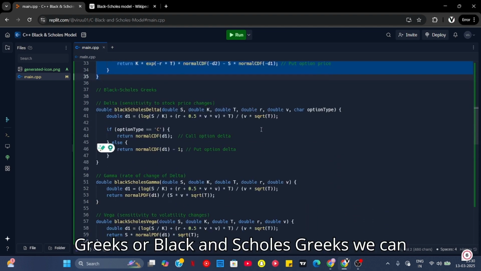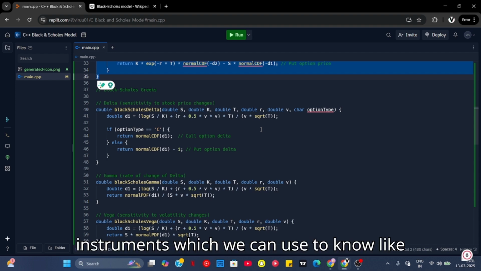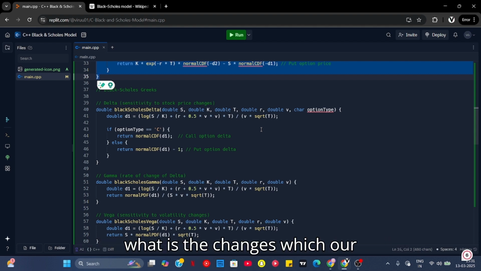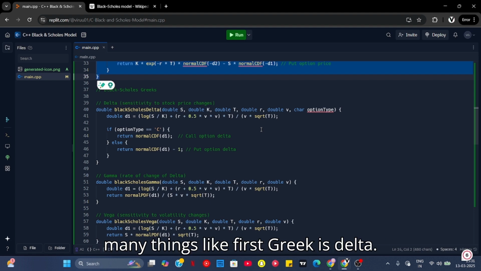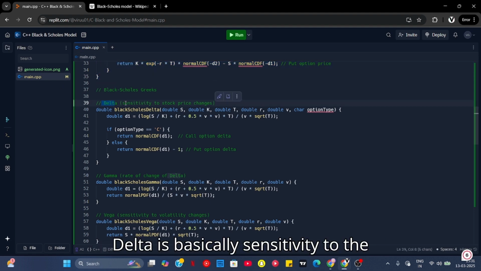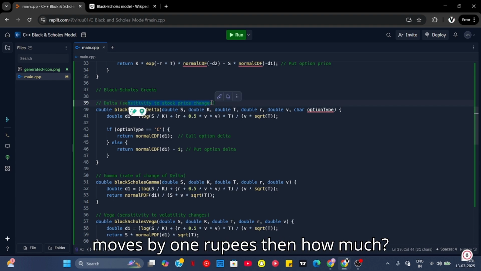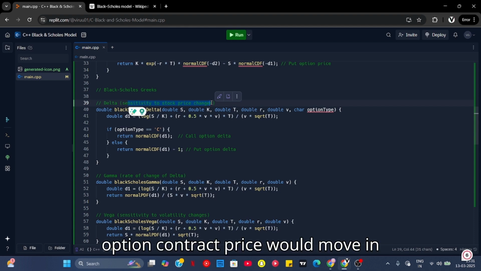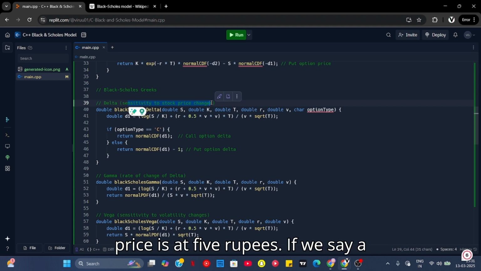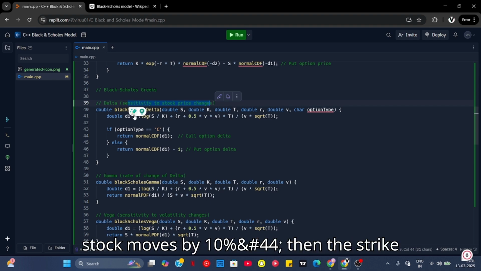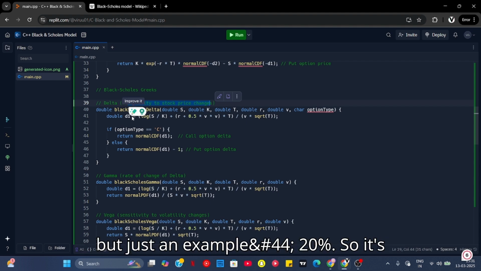But after that, we have some Greeks, or Black-Scholes Greeks, we can say. Greeks are basically derived measures which we can use to know what changes our option can see. Changes in the sense of many things. The first Greek is delta. Delta is basically the sensitivity to stock price changes. Like if a stock moves by 1 rupee, how much would the option contract price move. For example, a stock price is at 100 and its option price is at 5 rupees. And if we say the stock moves by 10%, then the option price moves by 20%. It's just an example, not a proper example.